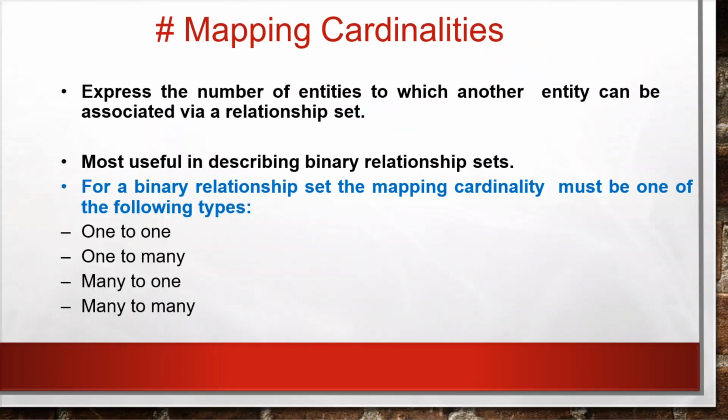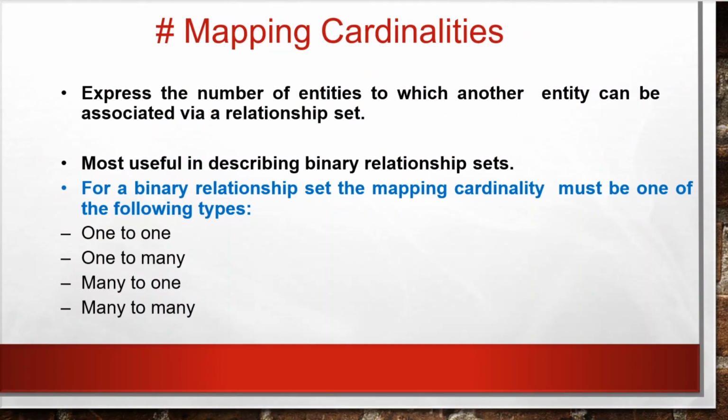Next we have the mapping cardinalities, or the numbers written over the lines in the ER diagram. We call them mapping cardinalities or cardinality constraints. So what are those numbers representing? Those numbers represent the number of entities to which another entity can be associated via a relationship set. Those numbers must be written along with a relationship set, and they represent the number of entities involved in the relationship, right?